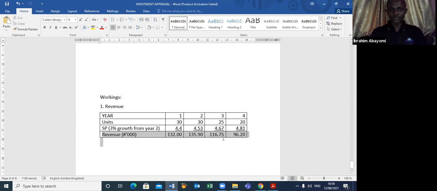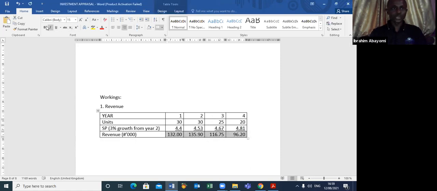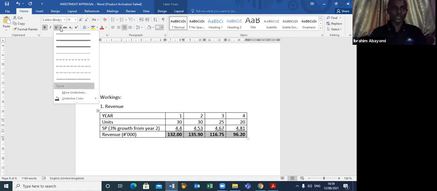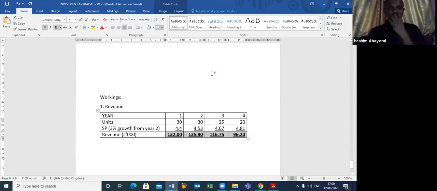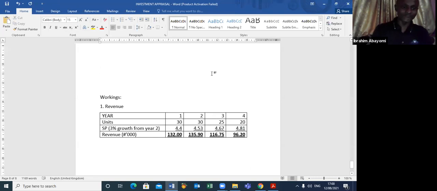Okay. So let me put this one in bold, then I put double underline. So these are the revenues that we have. Save that. So I copy this revenue to my solution. Let's go there.